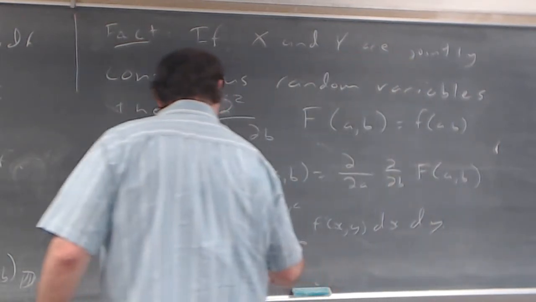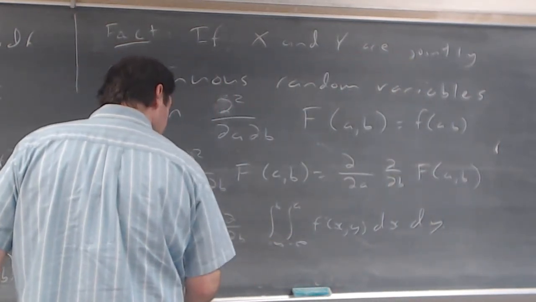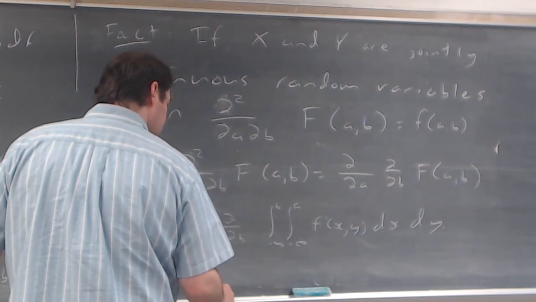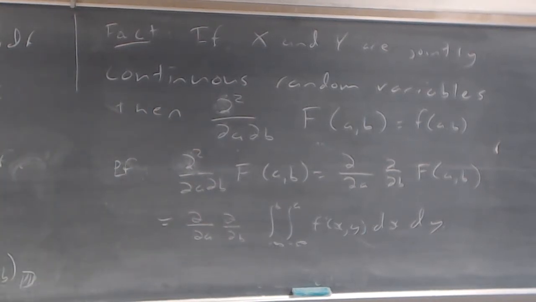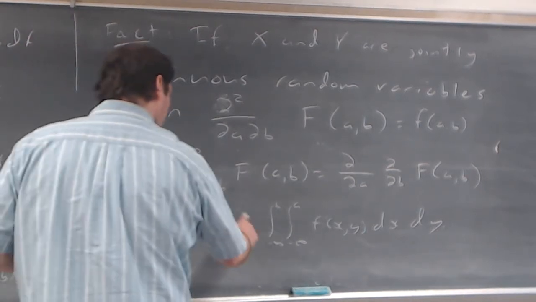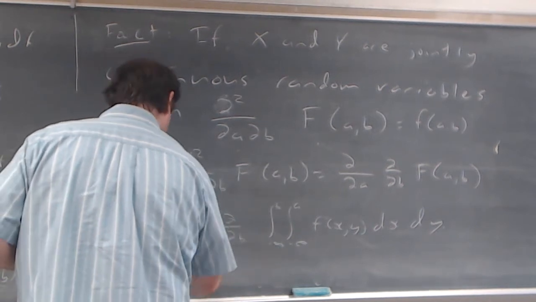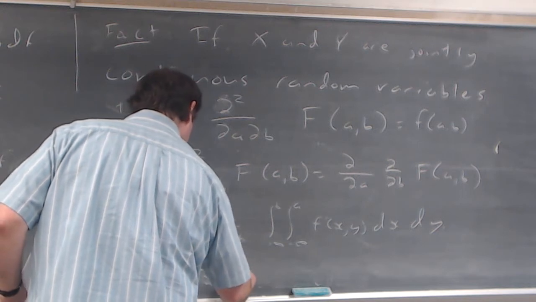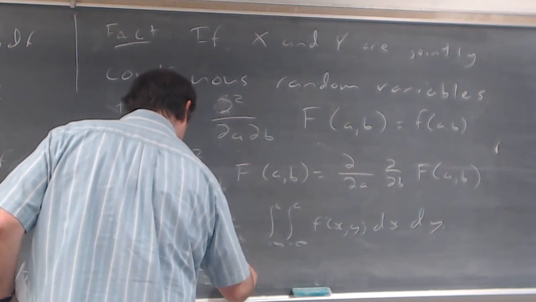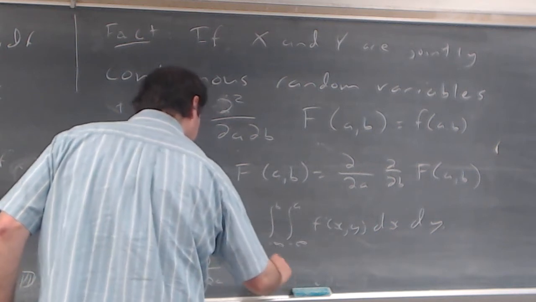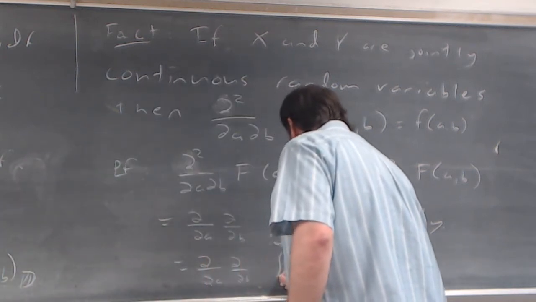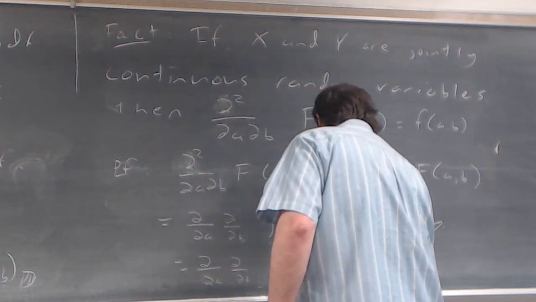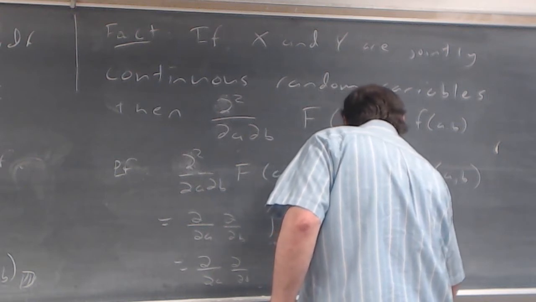And what I'm going to do is I'm going to switch the order of integration. That is right, I'm sorry. So this is a partial with respect to a, and then doing the partial with respect to b. And here, switching the order of integration, this is going to be minus infinity to a, minus infinity to b of f of x comma y. Here I'm going to have dy dx.